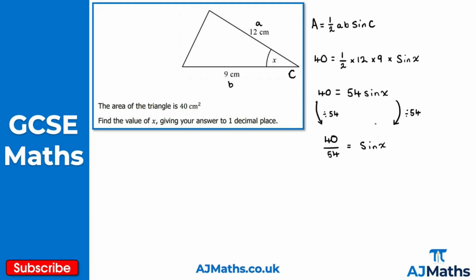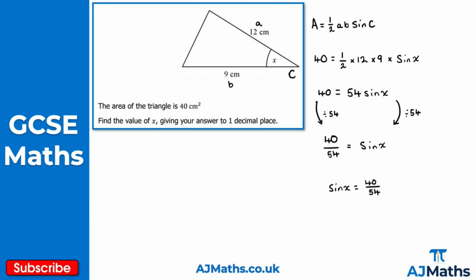So from here now, let me just write this the other way around. So rather than it being 40 over 54 is equal to sine X, I'll write this now as sine X is equal to 40 over 54. You don't have to do that. I just prefer to write it so that the variable that we're looking to solve for here is on the left-hand side. So now we just want X on its own.